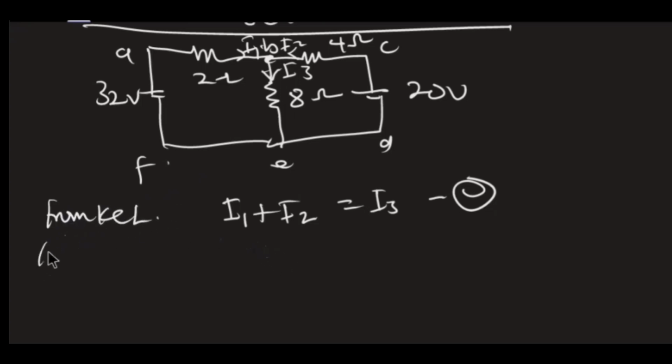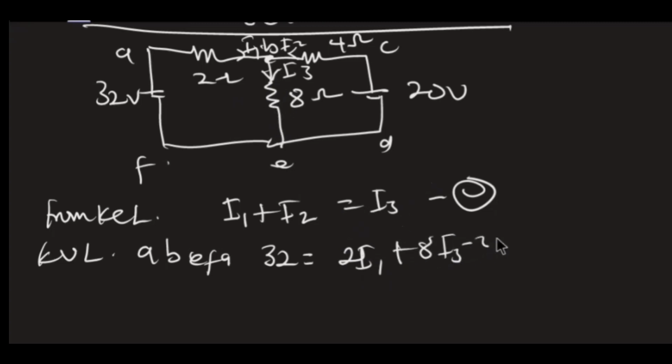Now from KVL, we need to take a loop. What loop are we taking? Let's take this loop, so loop A, B, E, F, A. You see that the total voltage is 32, and it should be equal to the voltage drops across each point. The voltage drop across here is what? 2I1 plus here 8I3. And that is my second equation.